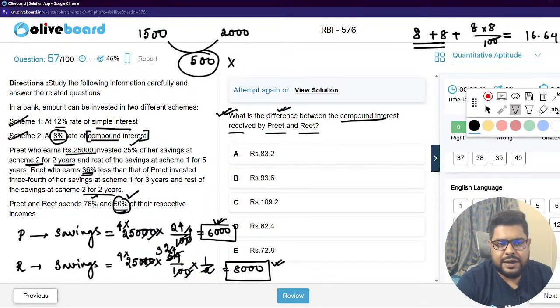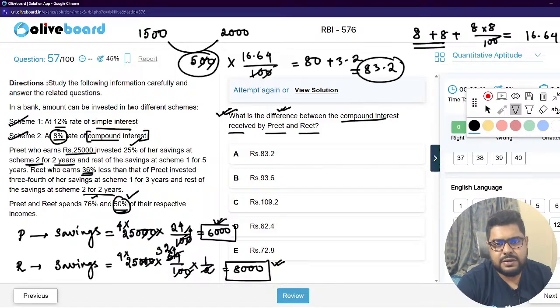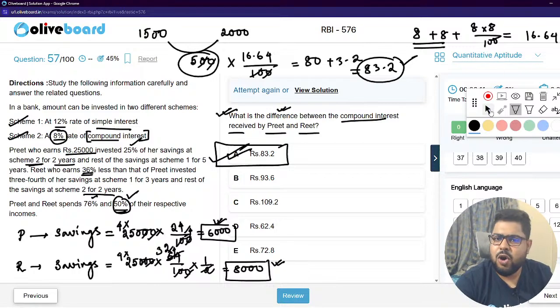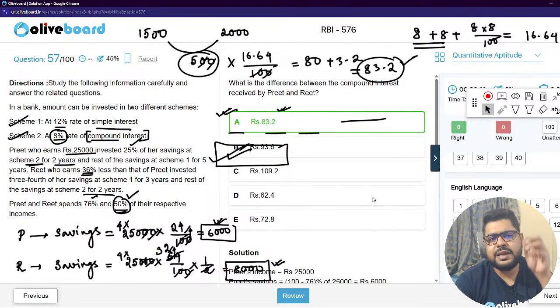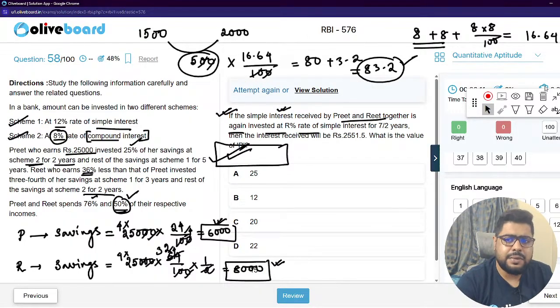So 500 into 16.64% means by 100. So 5 16s are 80, and 5 into 0.64 means plus 3.2. 83.2 rupees. 83.2, option number A. Option number A, 83.2 is the correct answer. First question done. Very simple. Next one.